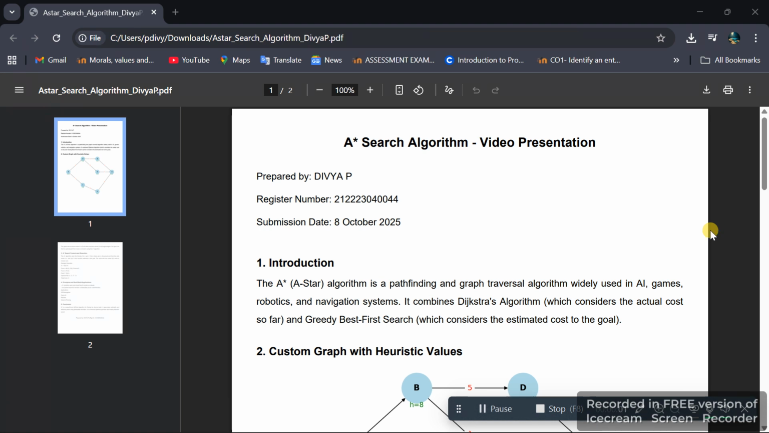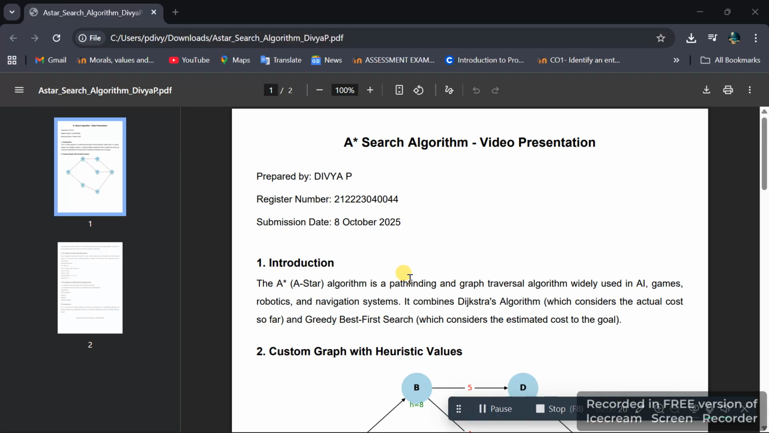So, hello everyone, I'm Divya P, and today I'll be presenting the A star or A* search algorithm. A star is one of the most powerful and widely used algorithms. It is used for finding the shortest path between two points. Generally it is used in artificial intelligence, like games, robotics, and GPS navigation systems.